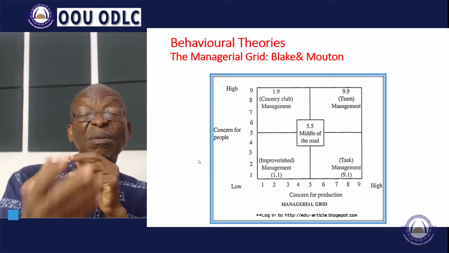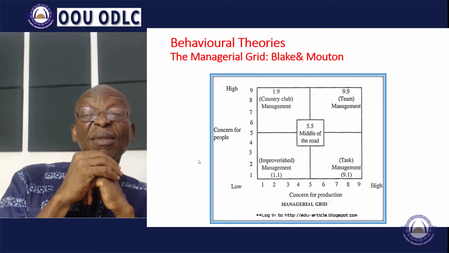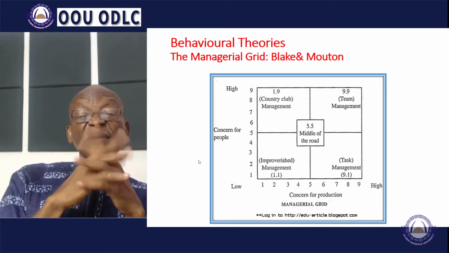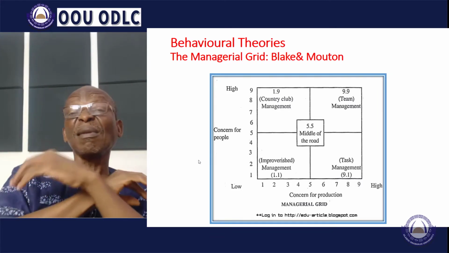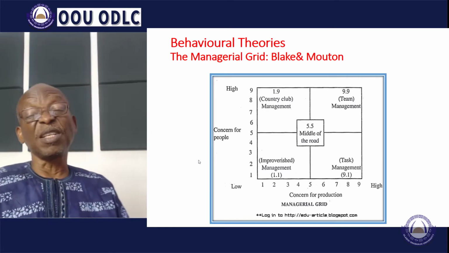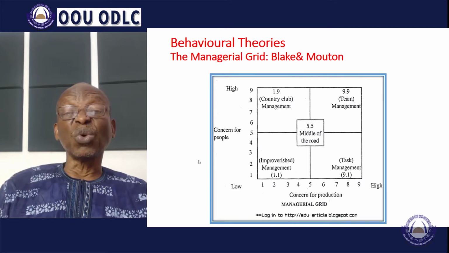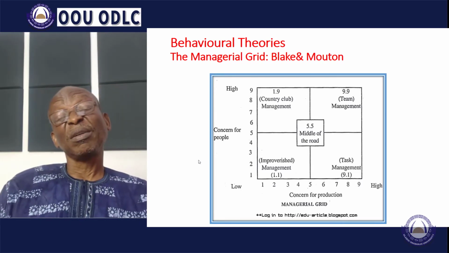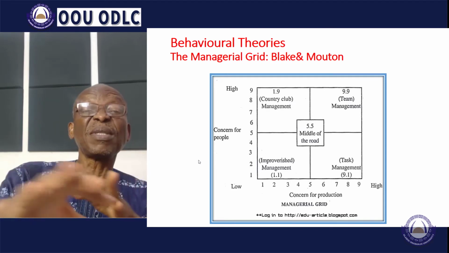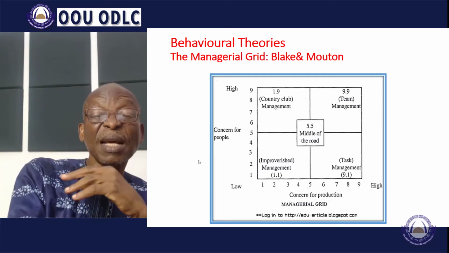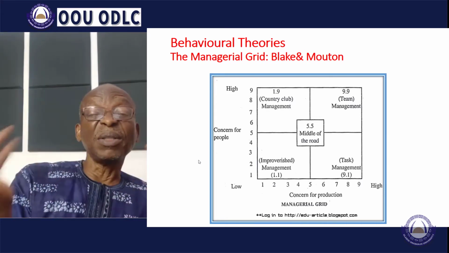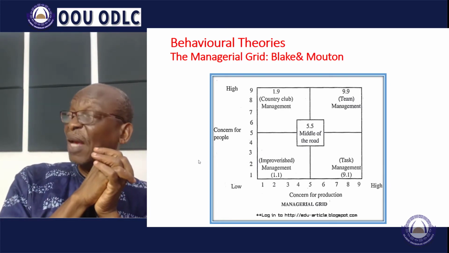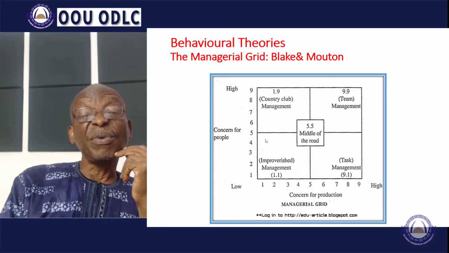So, look at the 1-9 manager, which is called country club, the 9-9 manager, which is high concern for both, and the 1-1 manager, which is low concern for both, which is called impoverished manager. The 9-1 is all interested in the work, but not in the man. The 1-9 is all interested in the workers, but not in the work. That's what you call country club. And then you have 5-5, which is the middle of the road. So, if you have no concern for people and no concern for work, you're finished. It's impoverished. Like I said, there are people who are pro-work. If you say, I'm sick, they say, so what? Are you the only one who is sick? That is the behavioral theory.